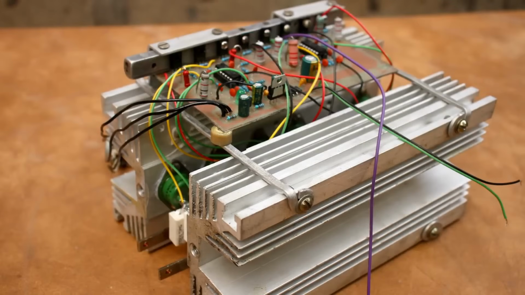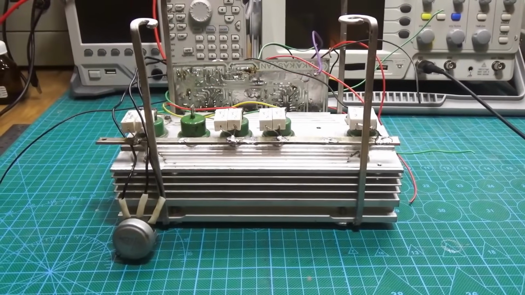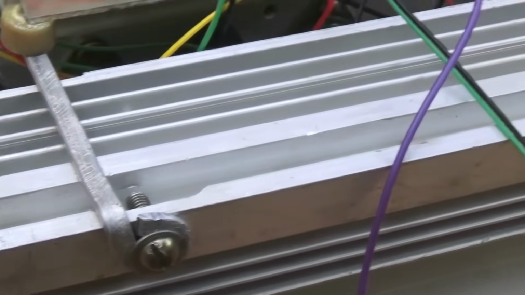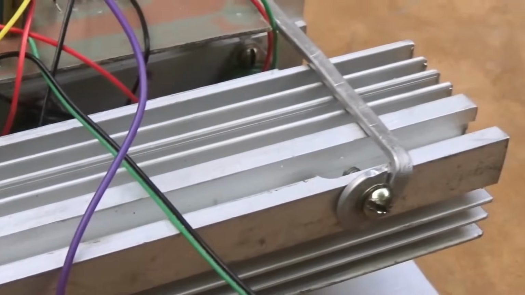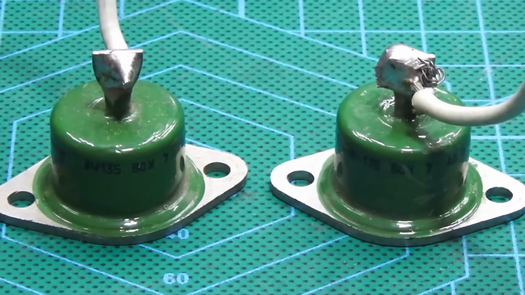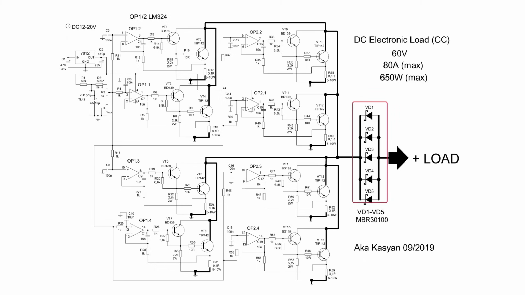A few words about the assembly. The heat sinks of the power transistors are connected using 4 aluminum bars. They serve as fasteners and are also conductive. The power diodes, which I mentioned at the beginning of the video, are installed at the load input. They are used to build reverse polarity protection.